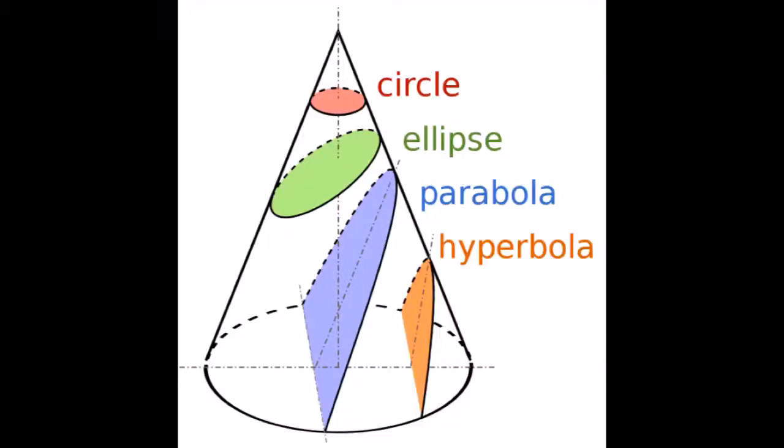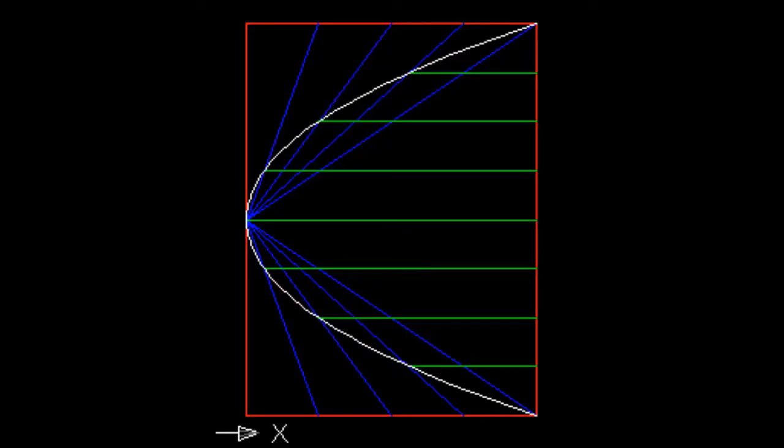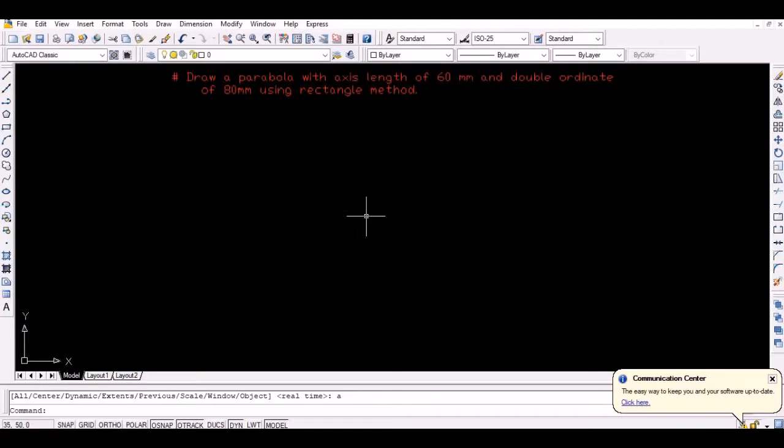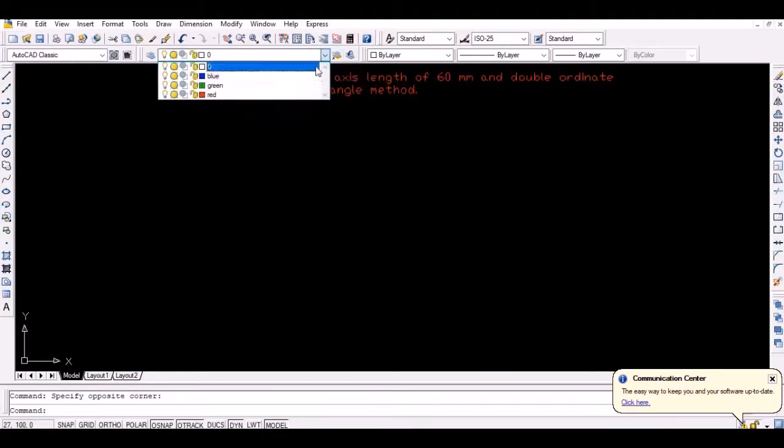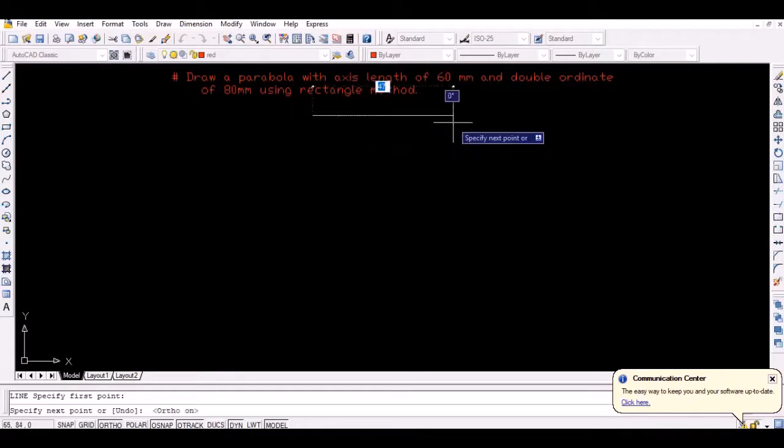A parabola is a two-dimensional, mirror-symmetrical curve, which is approximately U-shaped when oriented as shown in the diagram below, but which can be in any orientation in its plane. Let us take an example in which the axis length and double ordinate is given. We will be using the rectangular method to draw a parabola in this case.